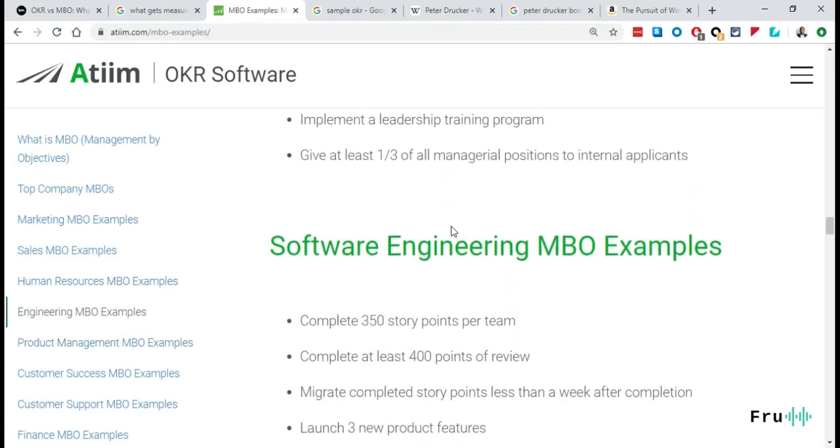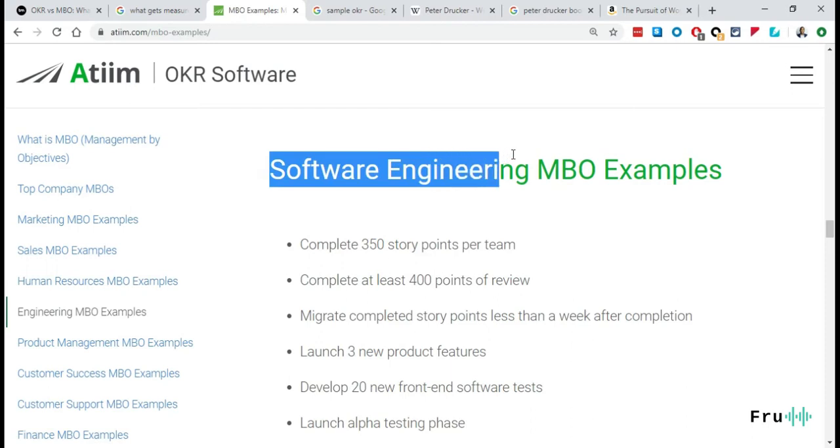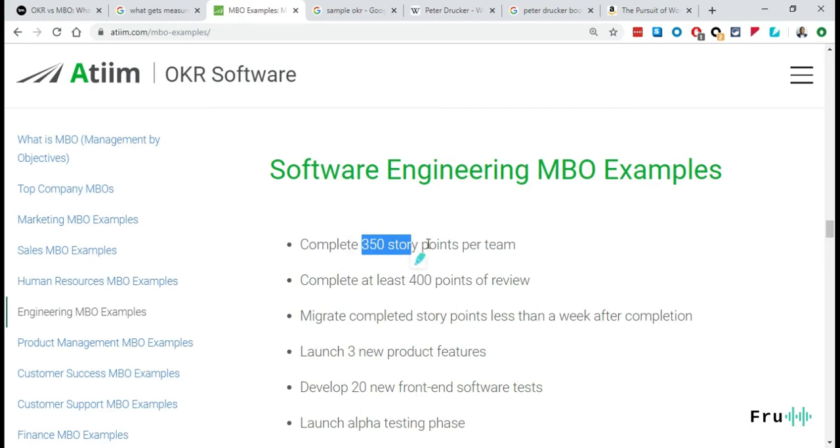So let's say engineering. Now engineering can have their own MBO of saying, okay, we need to complete 350 story points per team. All right, that's the MBO for engineering. Now you break that down, so you have an engineering manager who takes this MBO, and he or she has 5 or 10 people reporting to him or her, and each of those people's MBO will be aligned towards realizing these goals. So how can that individual contributor set their own MBO within the engineering team to ensure that at the end of the year, or whenever this evaluation is done, this MBO was met?